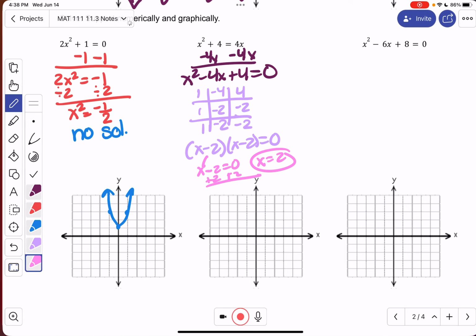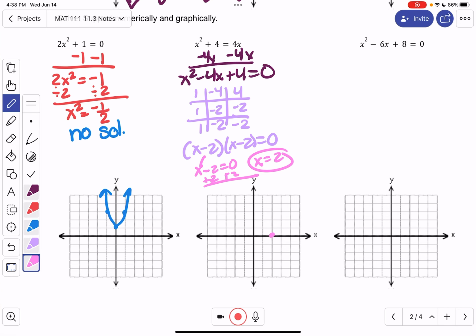If I were to graph this, it would look like this. So if we were to type it in the calculator, that's what we would get. And in fact, there's only one solution where it touches the x-axis.